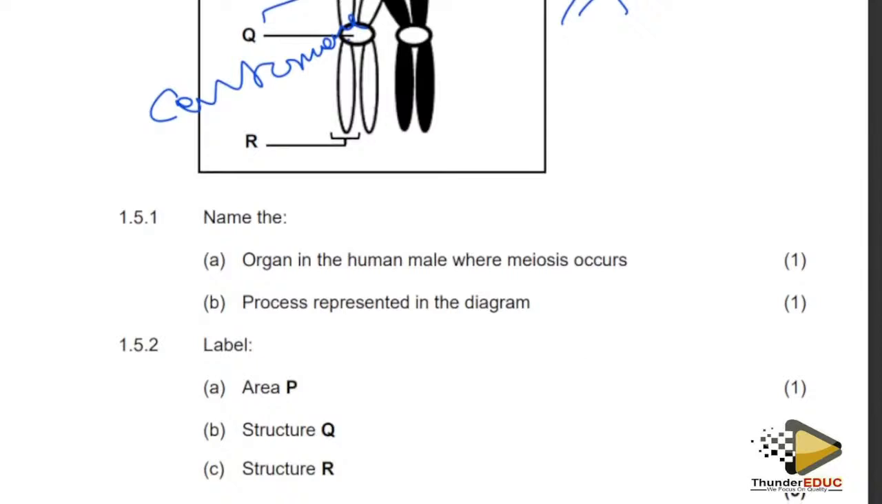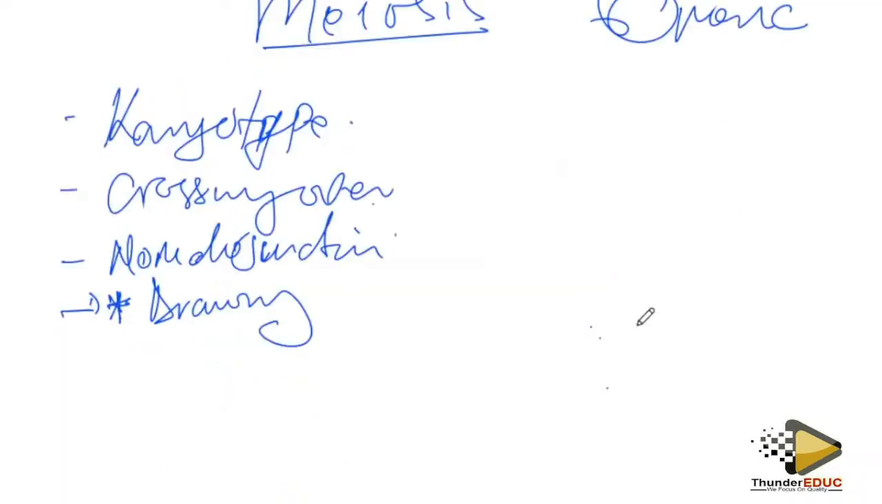Now, we are done with the crossing over. Let's talk about non-disjunction. What is non-disjunction? Are you there, guys? If you have any challenge, or if I'm on another point, please let me know. I'll read your comment and then I'll come back to you. Before I go to non-disjunction, where does crossover take place? It takes place during prophase 1. Don't just say prophase, we will get it wrong. Prophase 1.